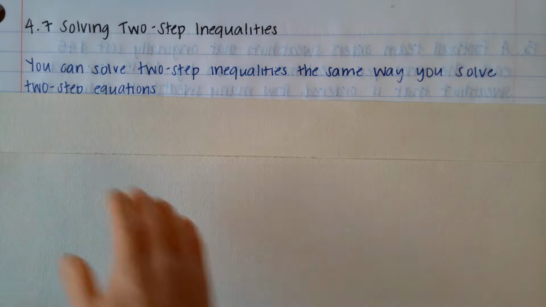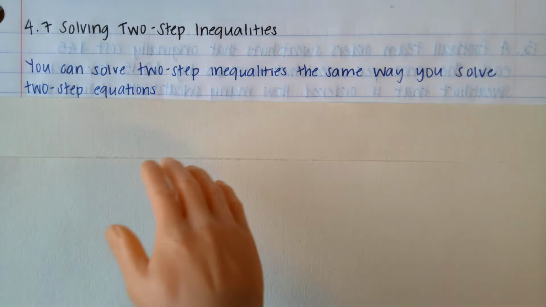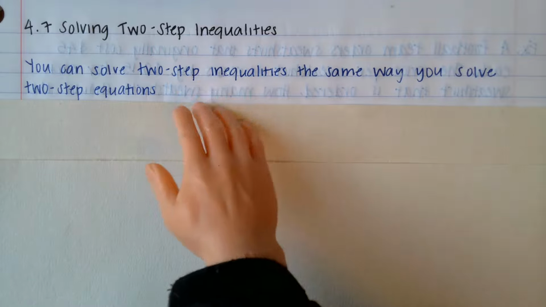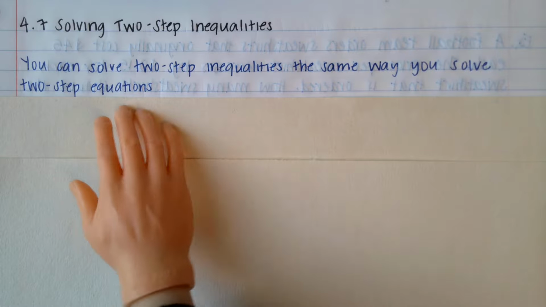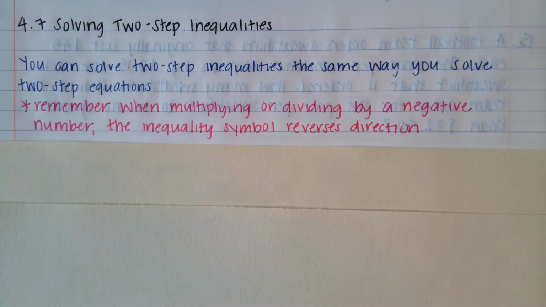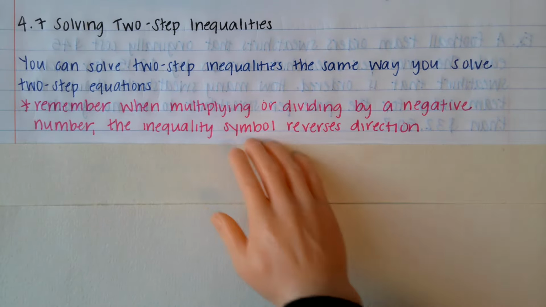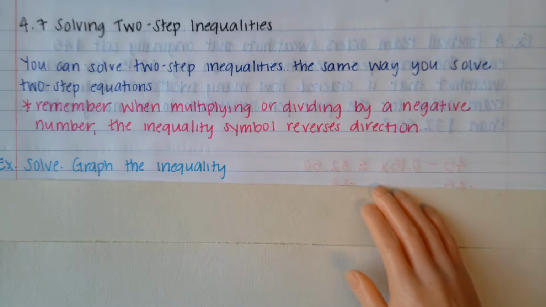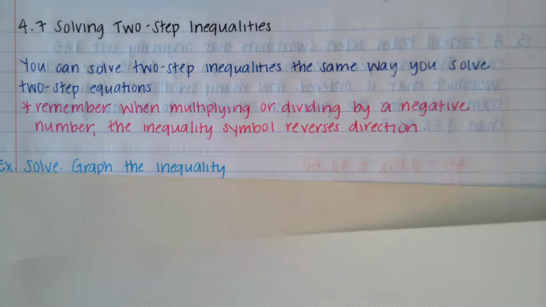This is 4.7, solving two-step inequalities. We can solve two-step inequalities much in the same way that we would solve two-step equations. We need to remember that when we multiply or divide by a negative number, the inequality symbol reverses direction. So we're going to solve and graph these.